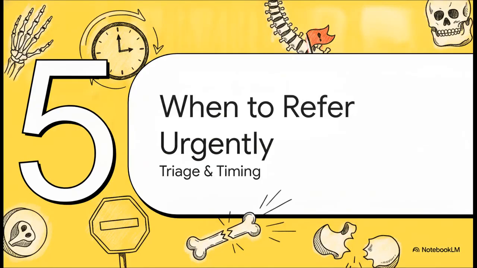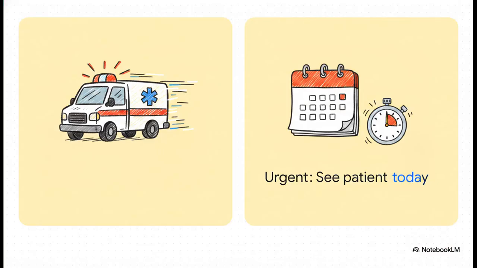Let's move to section 5, when to refer urgently. Now that you can spot the danger, let's give you a clear, actionable framework for exactly what to do next. Because triage is ultimately a game of timing. Knowing the difference between an immediate referral and an urgent referral can quite literally save a patient's limb. Immediate means you act right now. Drop everything, get the specialist on the phone. Urgent means they need to be seen today or at the latest the very next day.